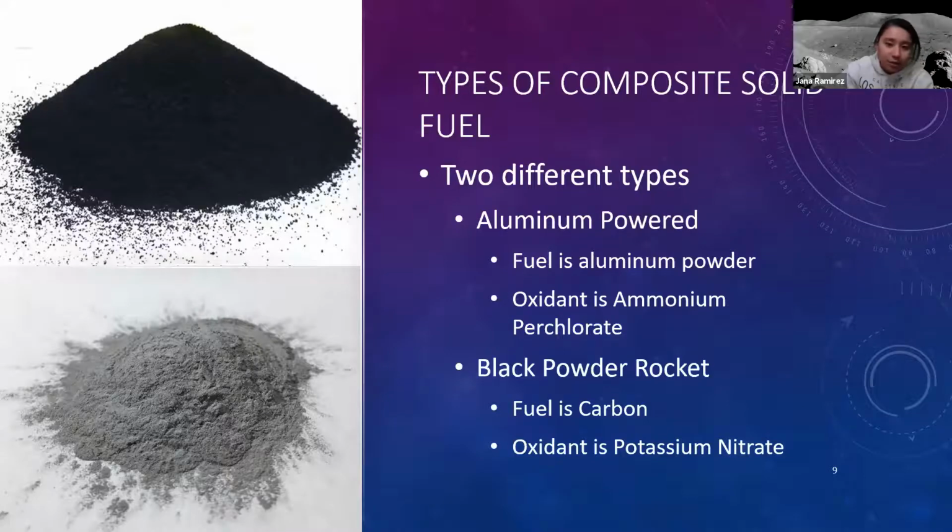There are two types of solid or composite solid rocket fuel. The first type would be aluminum powder as the fuel and ammonium perchlorate as the oxidizer, and the second type is black powder, carbon as the fuel and potassium nitrate as the oxidizer. We opted to use aluminum and ammonium perchlorate in our fuel.